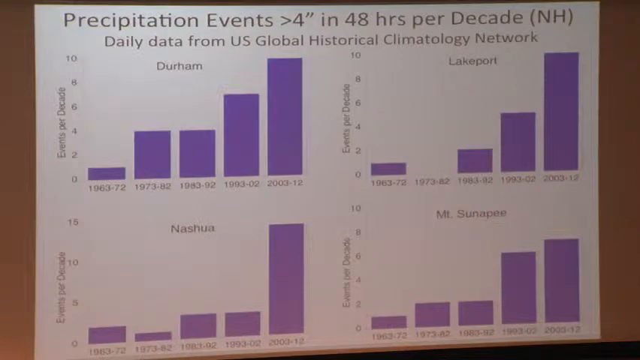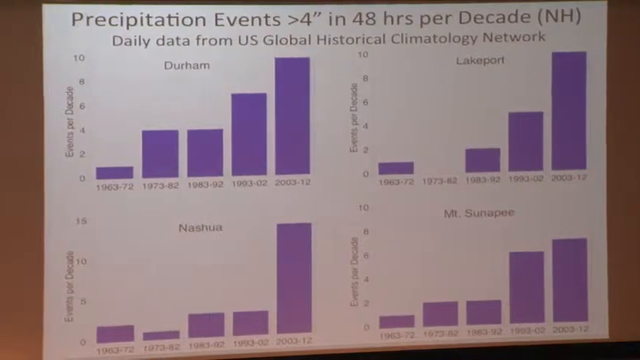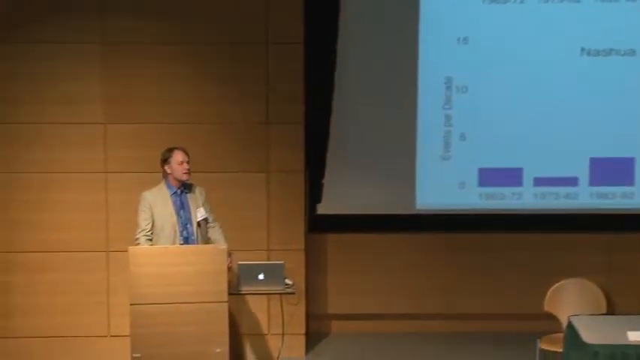All right, and these are events per decade. So up here, you've got Durham, New Hampshire, right? About one event from 1963 to 1972, and then we march along to the most recent decade. You can see in Durham, New Hampshire, we have had a 10-fold increase in extreme precipitation events. Same at Lakeport, New Hampshire. Nashua, New Hampshire has gone from a couple of events to 15, and Mount Sunapee has gone from 1 to 7, right? This is particularly predominant across coastal areas of all of New England and other parts across the Northeast.